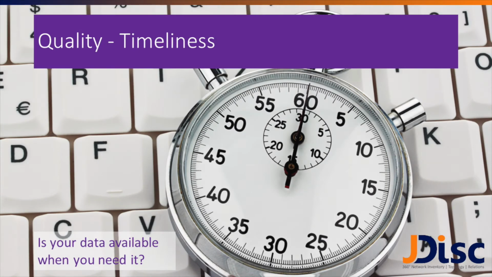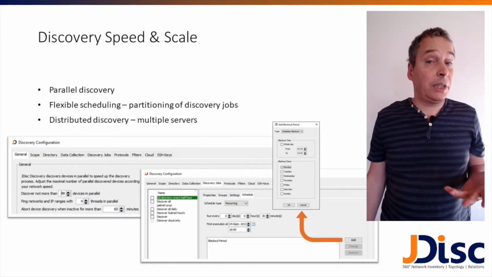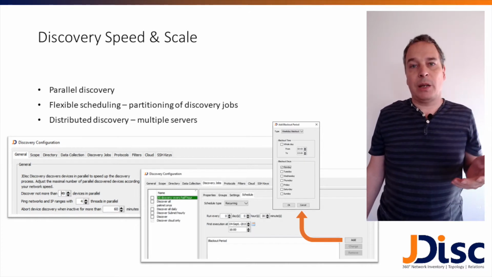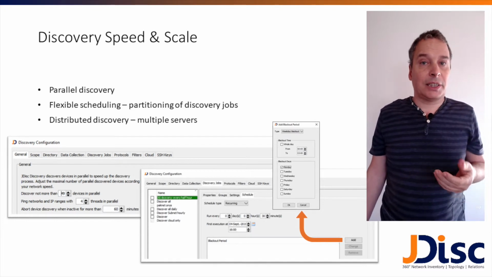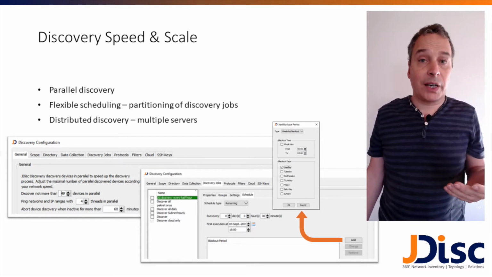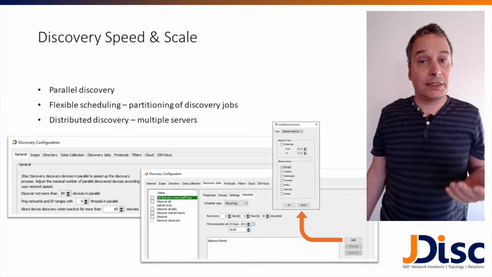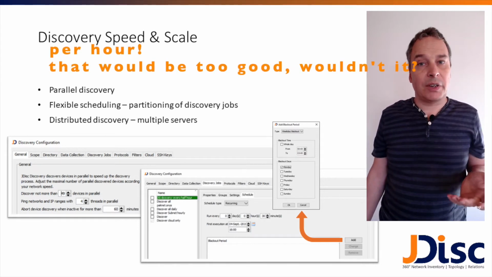The first quality that we look at is timeliness. What does that mean? Well, that means that your data that you need is available when you need it. So it depends on the expectation of the user to have certain data available for the task at hand, and then it should be available. If that is not the case, this quality is not fulfilled. Now, having the data available when you need it means your discovery needs to be speedy and scalable. You should be able to run multiple discovery jobs at the same time, so that the amount of devices that you can discover per minute or hour is very high. For example, JDisk Discovery can discover up to 2000 devices per minute.